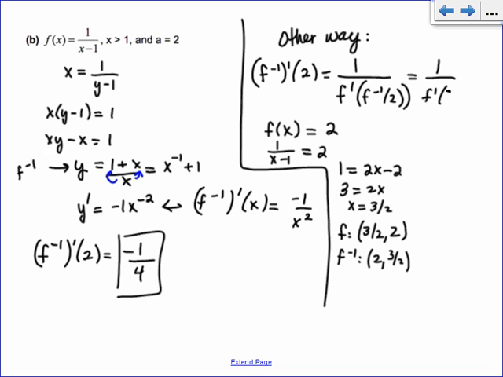So you have f prime of 3 over 2. If you find f prime using either the chain rule or the quotient rule or whatever, you will see that f prime of 3 over 2 ends up being negative 4. So you do get negative 1/4. So you can go through all of the work, you still get the same answer. So either way on that one.